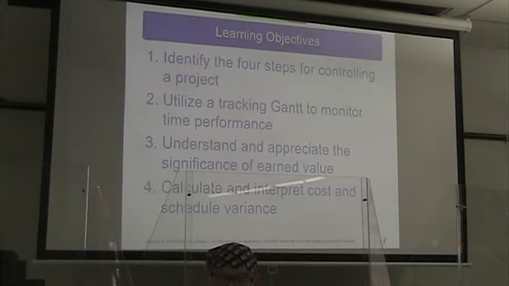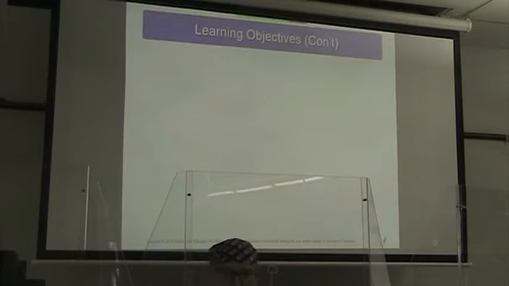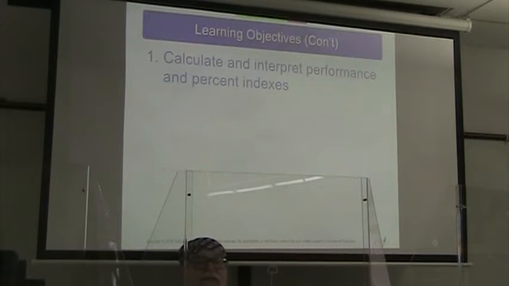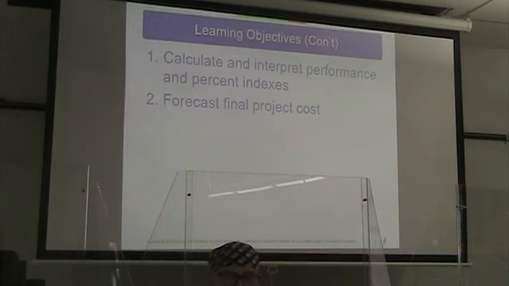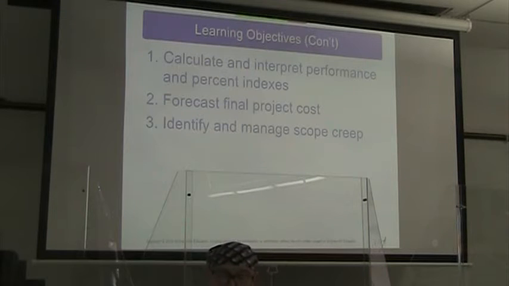Calculate and interpret the cost and schedule variance. This is actually 5. Calculate and interpret performance and percent indexes. Forecast the final project cost, that's number 6. And number 7, identify and manage scope creep.